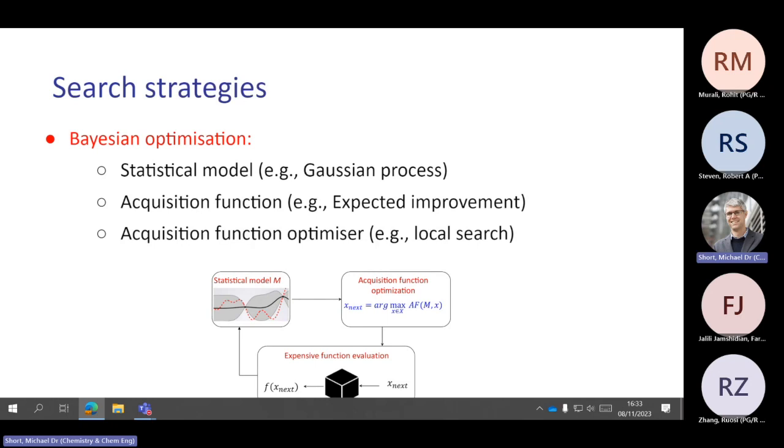There are 3 components for Bayesian optimization. First is the statistical model. The Gaussian process is a common choice to build the statistical model. The second is the acquisition function, which is a metric to select the next sample points, for example, the expected improvement. And the third is the optimizer for the acquisition function, such as local search.